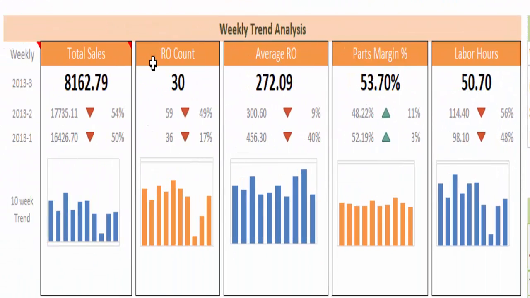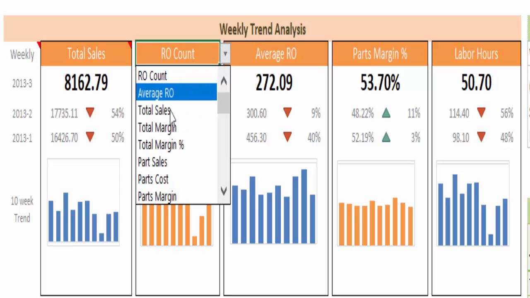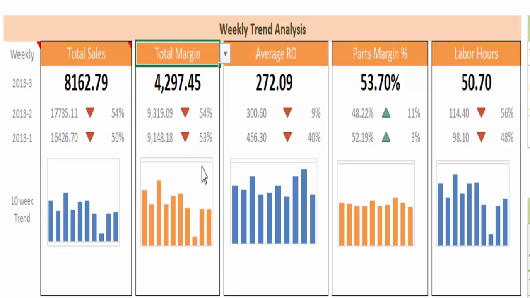One of the new features is the weekly trend analysis. These are 10-week graphs of 5 key metrics that you can choose. So for example, right now I'm looking at total sales, RO count, average RO, parts margin percentage, and labor hours. Instead of RO count, if I wanted to look at my total margin, I could just click the drop down, select total margin, and in real time the chart updates with the 10-week graph for that metric.